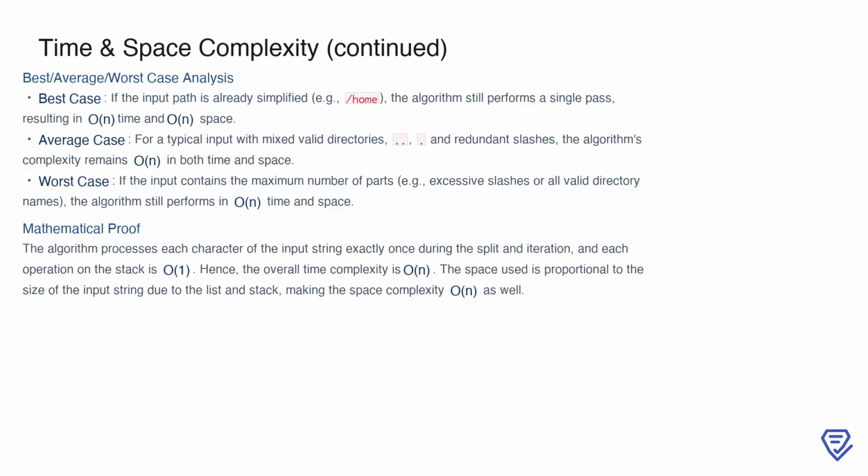Mathematically, the proof lies in the fact that each character in the input string is processed exactly once during the split and iteration steps, and stack operations are constant time, O(1). This ensures that the time complexity is O(n). Similarly, the space usage is dominated by the list of parts and the stack, which together require O(n) space. This efficient handling makes the solution robust across all scenarios.